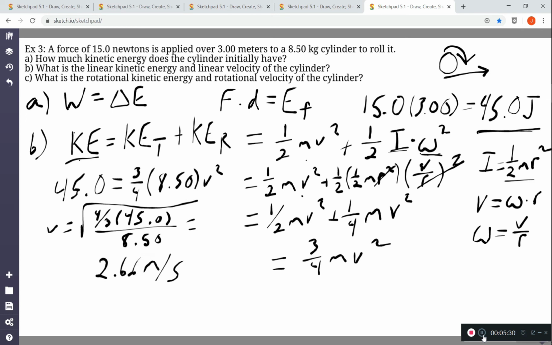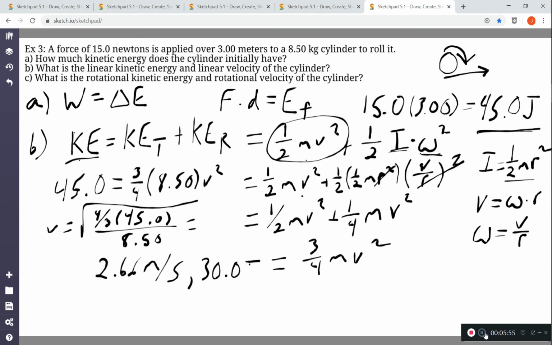Now, to get the translational kinetic energy, it says linear kinetic energy, linear velocity. We have the linear velocity. To get the linear kinetic energy, we just go back to the formula, 1/2 mv squared, and plug in the information. When we do that, we get exactly 30.0 joules by my calculation.